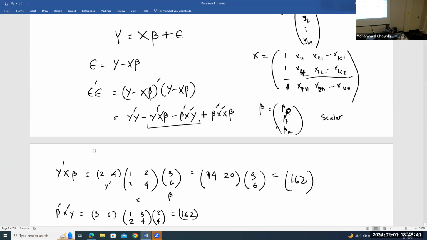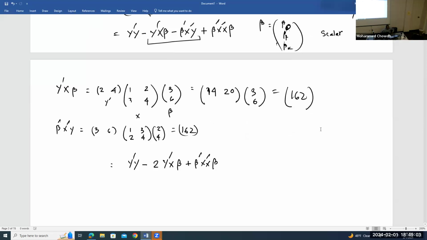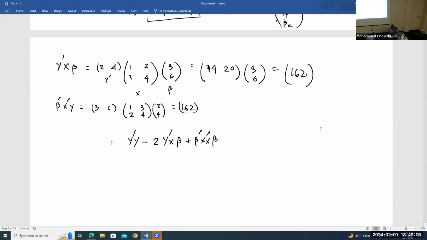As these two are the same, we have to write it this way. We want to write it y prime y minus 2 y prime x beta plus beta prime x prime x beta. Clear, right? As these are the same thing, I may say that this is a two term. Now we had what? We had this.